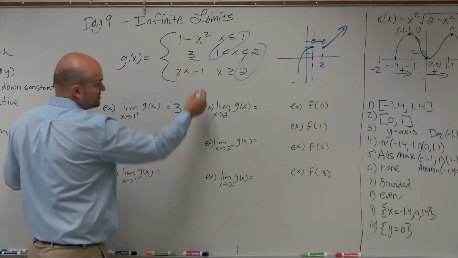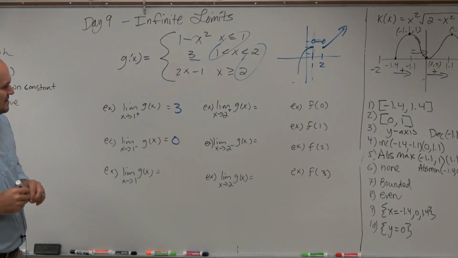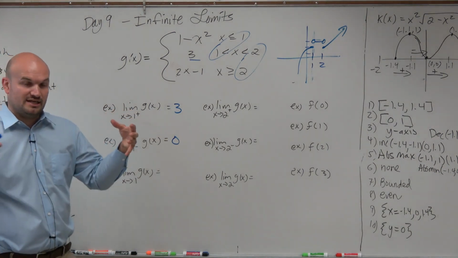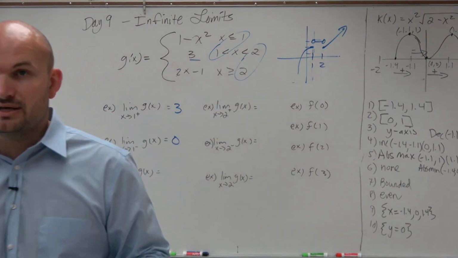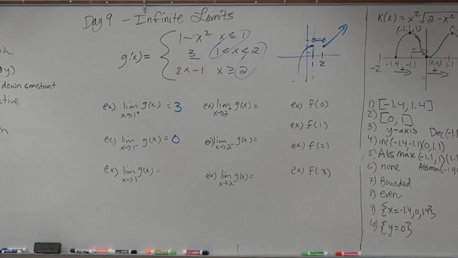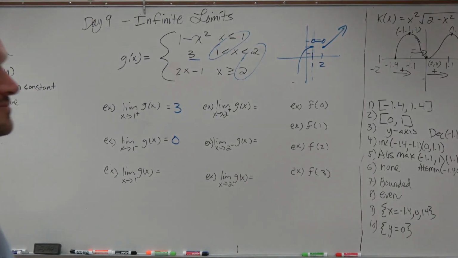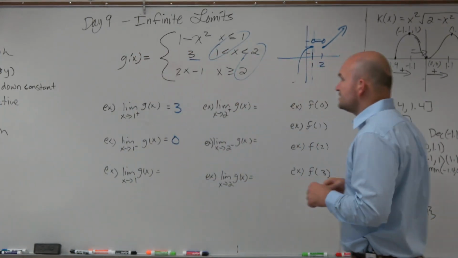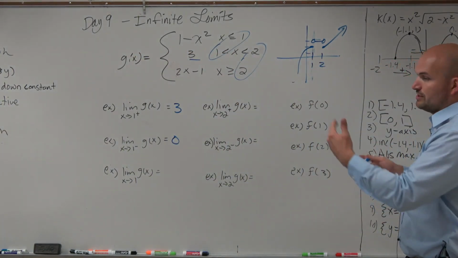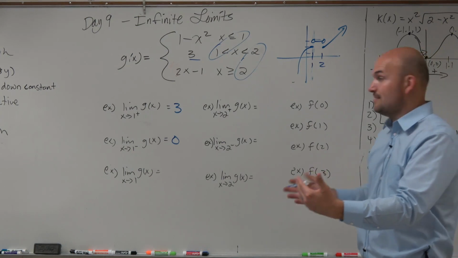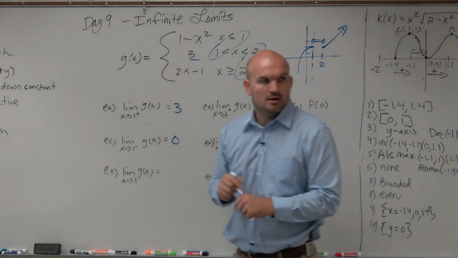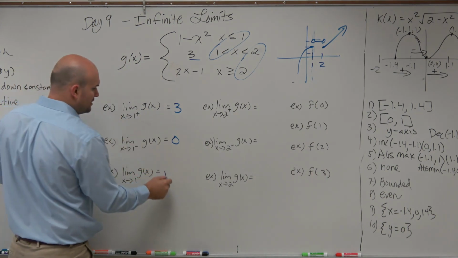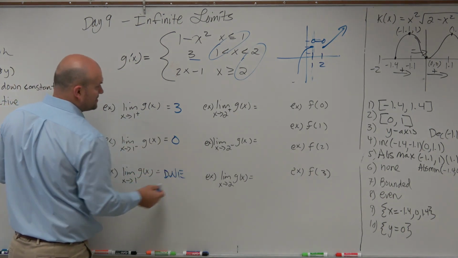So you can see my graph is going to be incorrect. Again, we're just plugging in the 1. The plus and the minus just tell us the direction that we're coming from. It doesn't tell us the value at the point that you're looking at. Therefore, the left and the right-hand limits have to equal the same. Do they equal the same? Does the left and the right-hand limit at 1 match? No. So that limit does not exist.